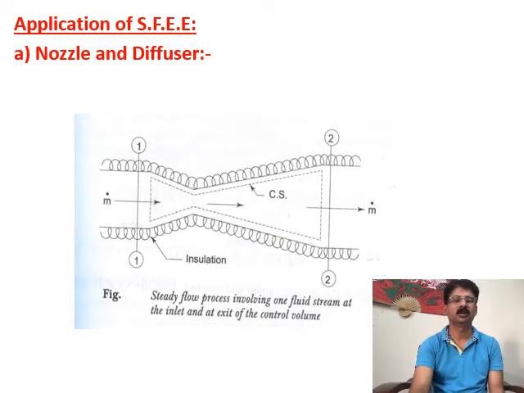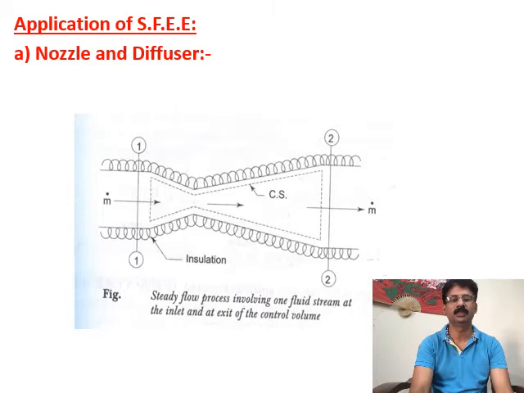Now let us take the nozzle and the diffuser. All of you know, a nozzle is a device which is used to increase the velocity of a flowing fluid. That means it converts the pressure energy into kinetic energy, because when the velocity increases, kinetic energy also increases. Whereas a diffuser is a device which reduces the velocity or increases the pressure energy. Okay, so now we'll see how you can apply the steady flow energy equation for the nozzle as well as the diffuser.